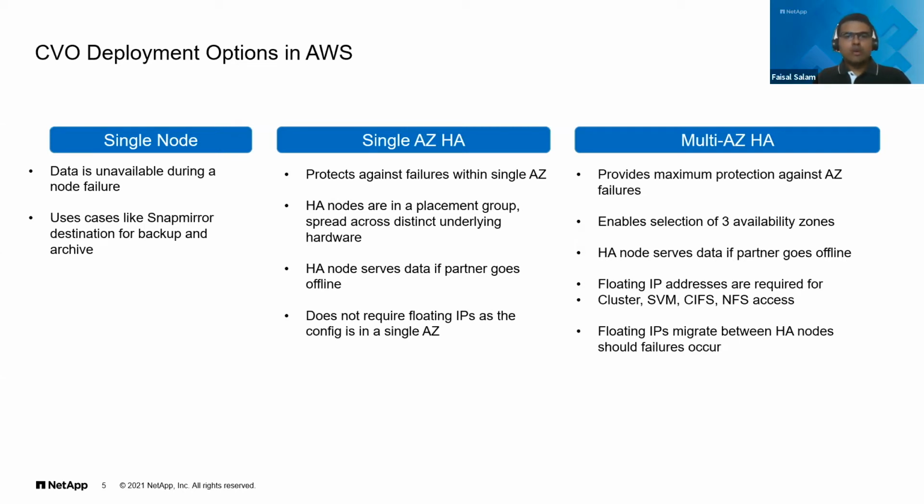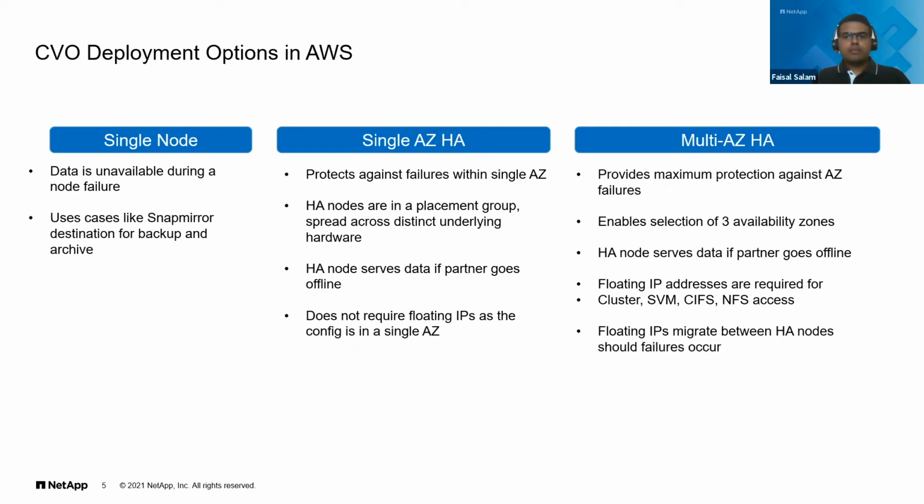The other model that we've tested is the single availability zone HA, where both nodes of the CVO as well as the mediator, which we will talk about in an upcoming slide, are all in the same availability zone. It does simplify deployment and reduces the number of steps and logical components to drive the whole solution. However, it comes with a problem: if you had an availability zone failure, you would lose access to all of your data because both your nodes and the mediator are all in the same availability zone.